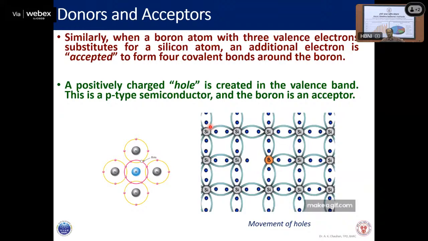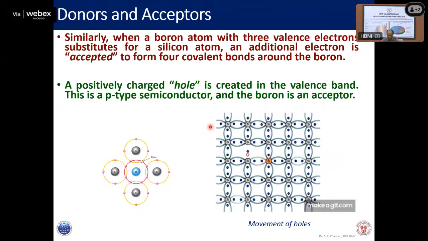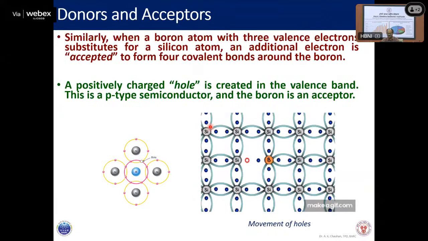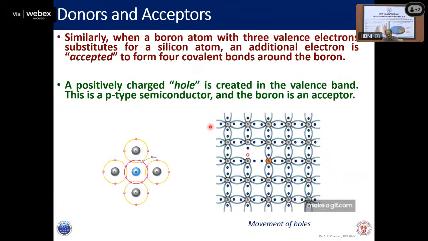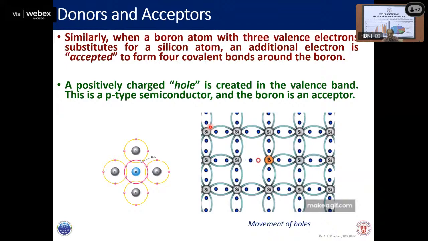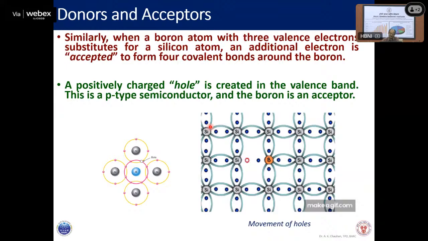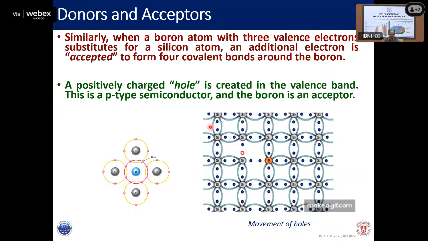Just see and try to visualize. Okay, so this is now the movement of the hole. Generally it moves slow. The mobility for holes is slightly less compared to the electrons. And ultimately, if you see, it is only electrons which are moving, because the electron has moved from one place to another. As a result, the hole has moved in the opposite direction.